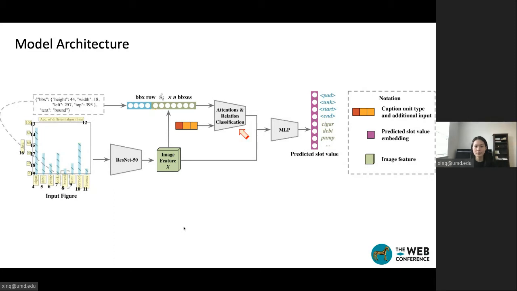The matrix S goes through an attention and relation classification module to highlight information that pertains to the caption unit type and additional input. Together with the image feature matrix, a multi-layer perceptron predicts a slot value from the dictionary for a caption unit that is to be generated.